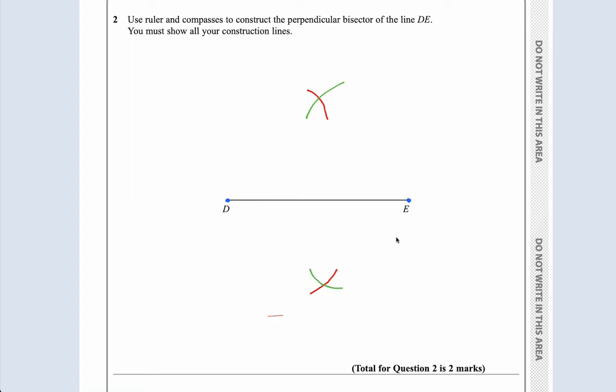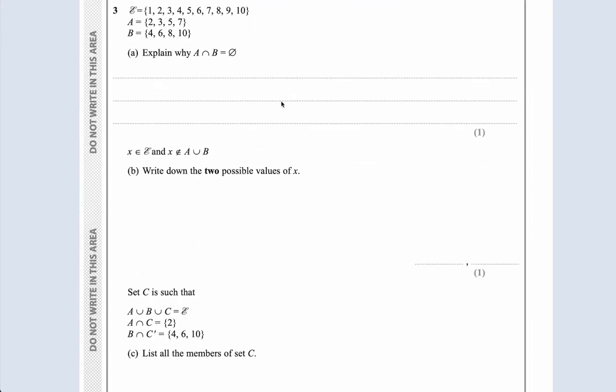Now you have to show your workings, guys. These little arcs are the workings. And then you join, I'm just going to move this slightly, but obviously you won't be moving it, where they meet, here to here. Okay, that was pretty perfect. So that gives me a perpendicular bisector. It goes straight through the middle and it's perpendicular. And that's it. 2 marks. Once you know how to do it, guys, it's not difficult, but you have to make sure you know how to do all those constructions. Okay, question 3.